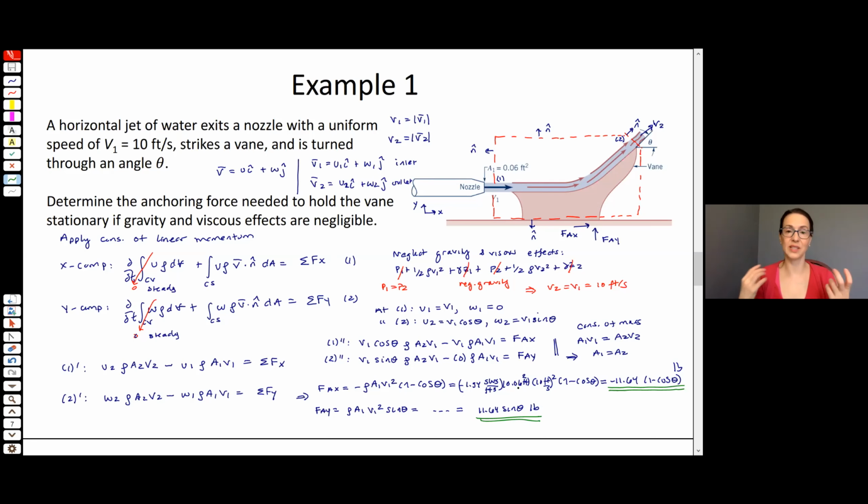And that makes perfect sense if you think about it physically, right? You've got this water velocity jet coming in and you've got to apply some force in the opposite direction to get it to turn around and go in the opposite direction. You don't need to apply a vertical force on the water, right? So that's what we see there. All right, any questions about this problem? Let's move on.